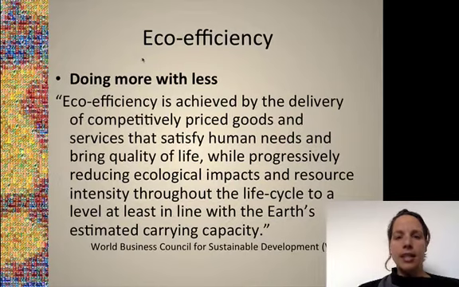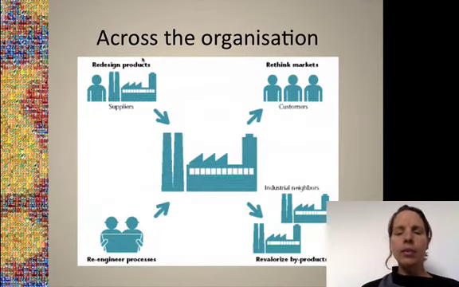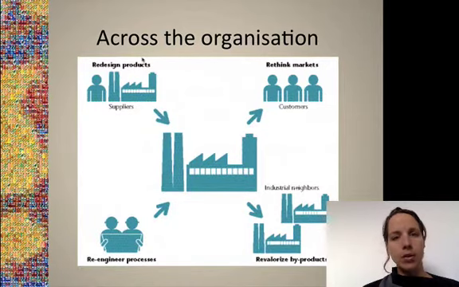So eco-efficiency, as I said, boils down to doing more with less. It's about creating value while at the same time reducing the amount of resources that are used. So the challenge then, providing more value with less impact and delinking the growth of welfare from the use of natural resources. So the aim then is to produce both economic and ecological efficiency, thus the concept eco-efficiency. We can think about eco-efficiency in four different ways. So it can be implemented across the organisation.